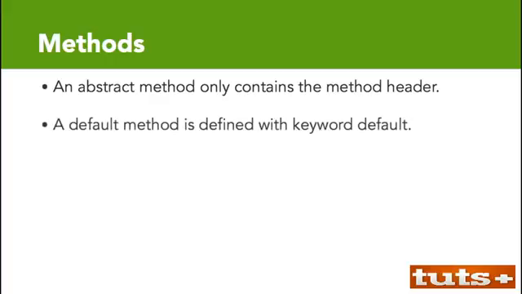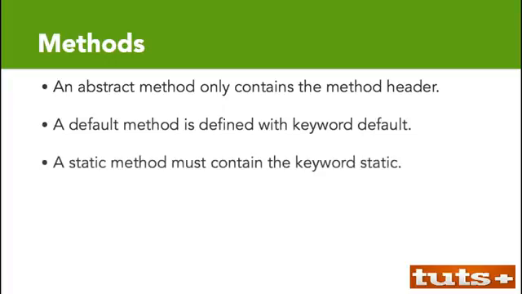The interface body can contain abstract methods, default methods, and static methods. An abstract method within an interface only contains the method header followed by the semicolon. Default methods, on the other hand, are defined with the default modifier, and static methods are defined with the static keyword. All of the methods, whether they're abstract, default, or static, are implicitly public, so you can omit the public modifier. In addition, an interface can contain constant declarations.